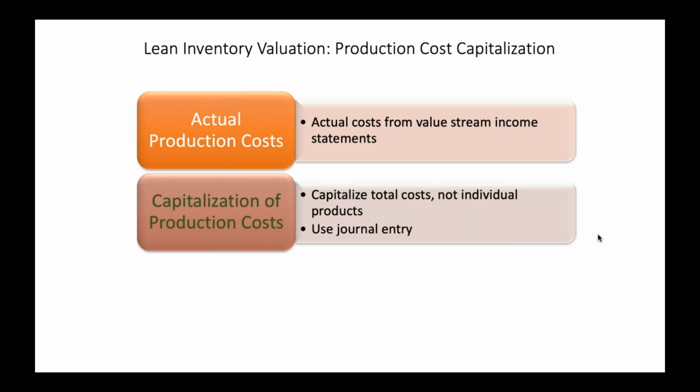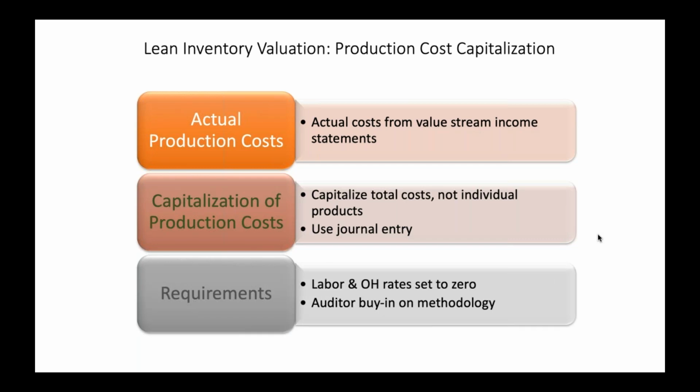You capitalize your production costs in total through a journal entry rather than product by product. This is the opportunity, and I'm going to show you some examples of how this is done. The requirements in your ERP system: you set your labor and overhead rates to 0. You want to get auditor buy-in on the methodology that you use.